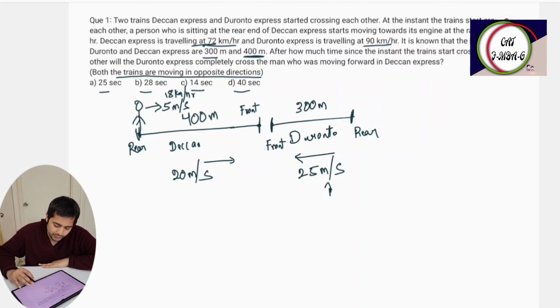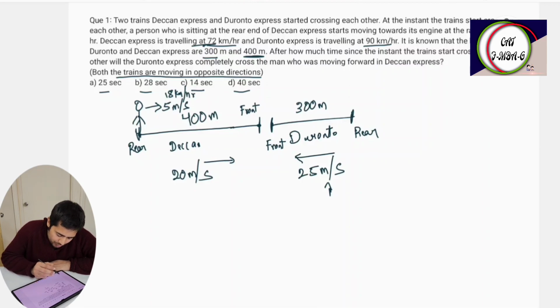So how to solve these kinds of questions? Initially start by drawing this kind of diagram, whatever is given in the question. Make sure you take all the things in one unit, either km per hour or meter per second, whatever you like. Okay, draw the diagram.